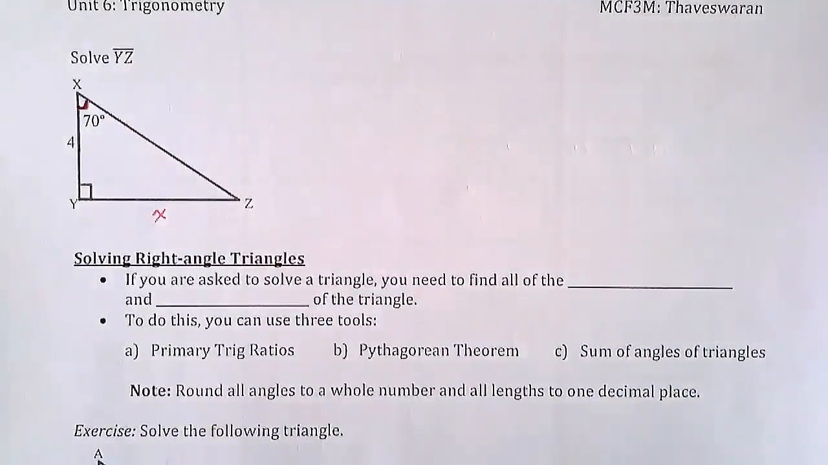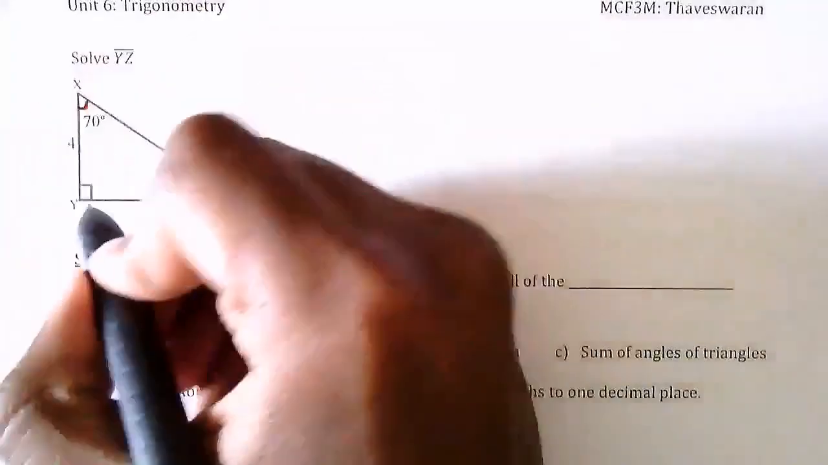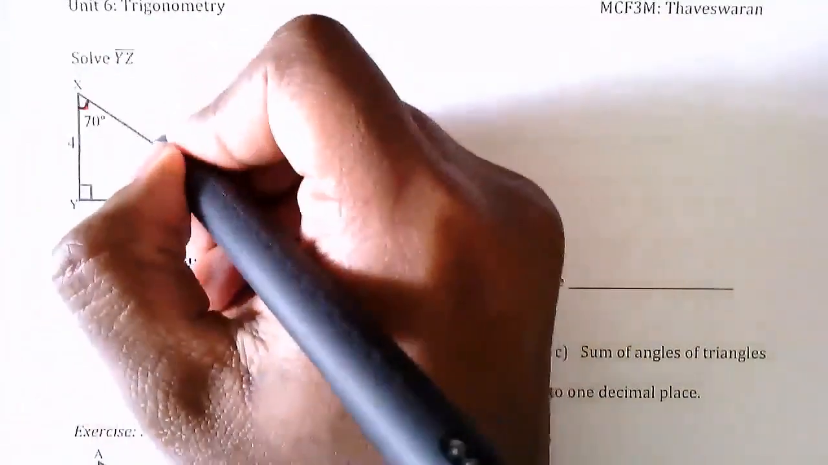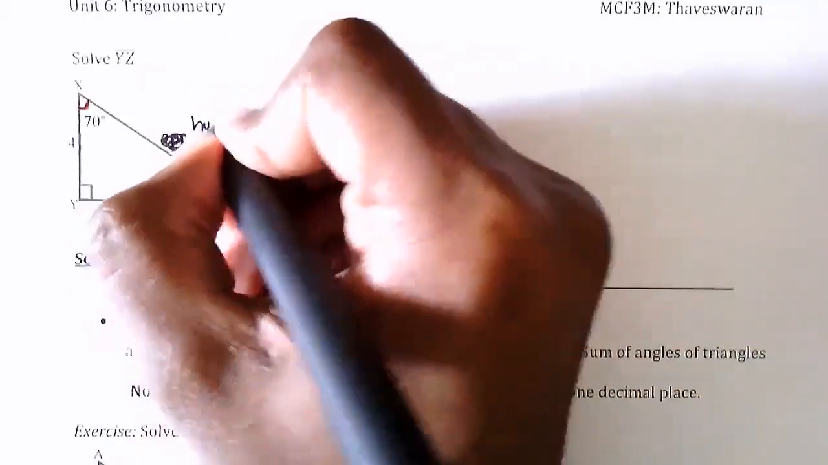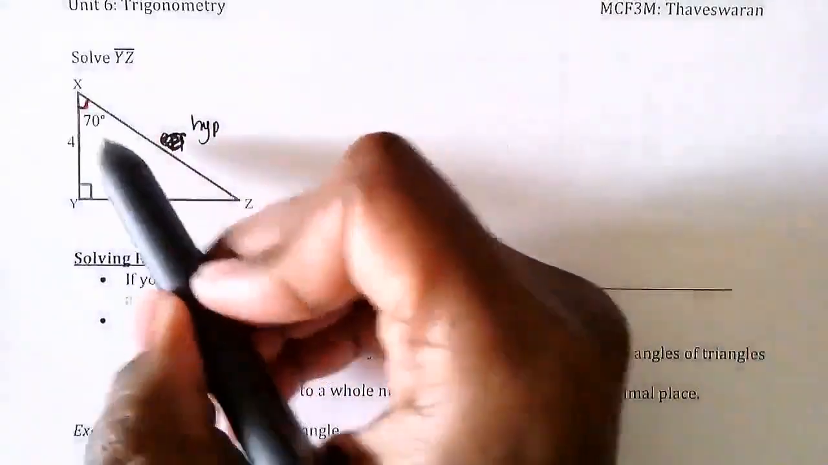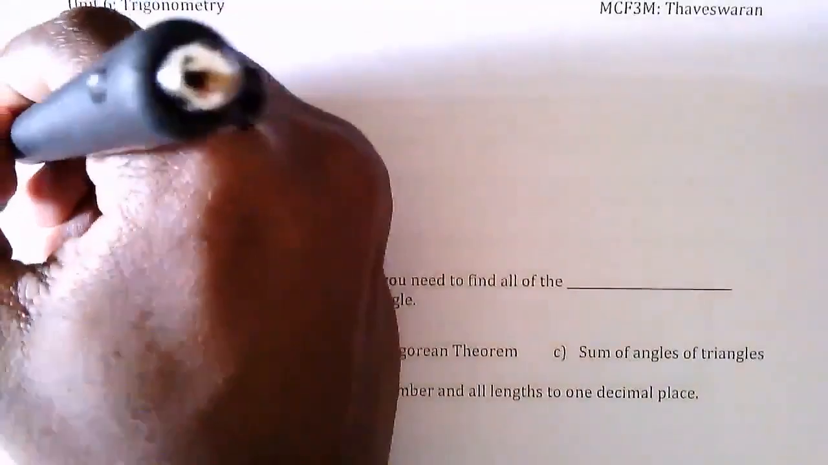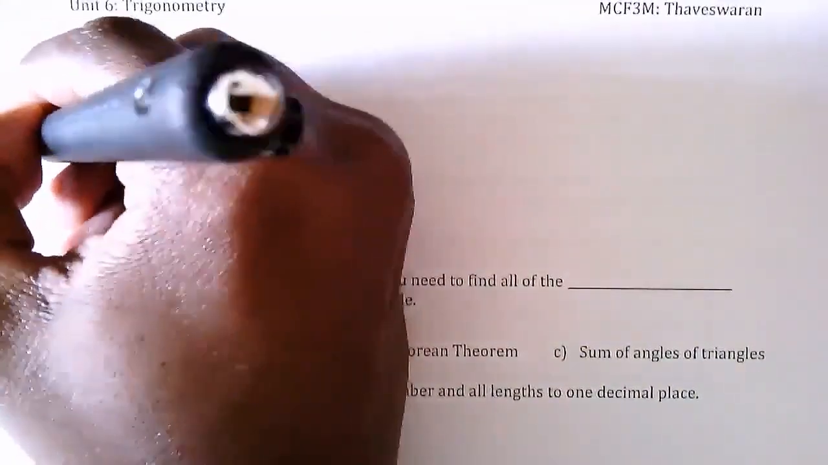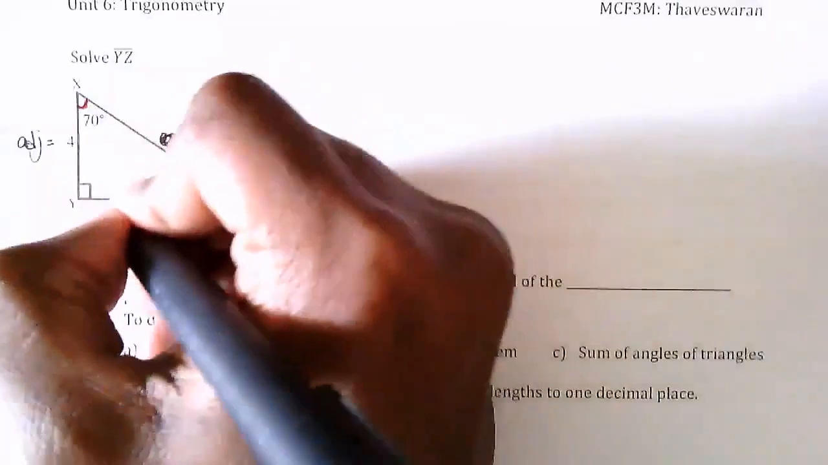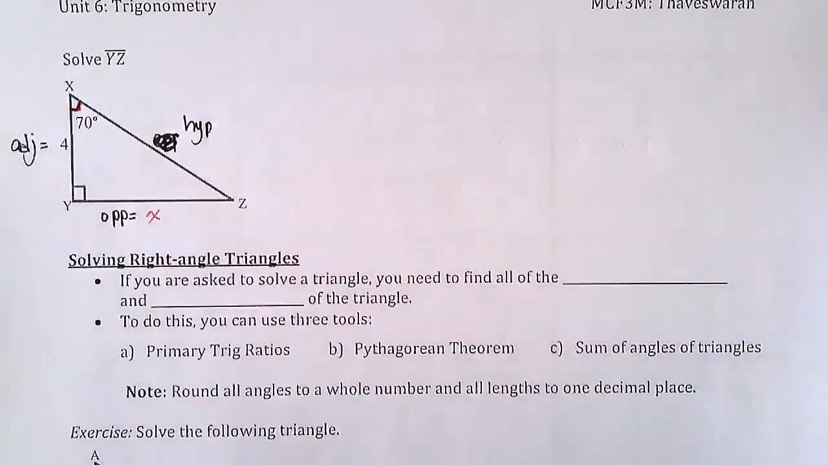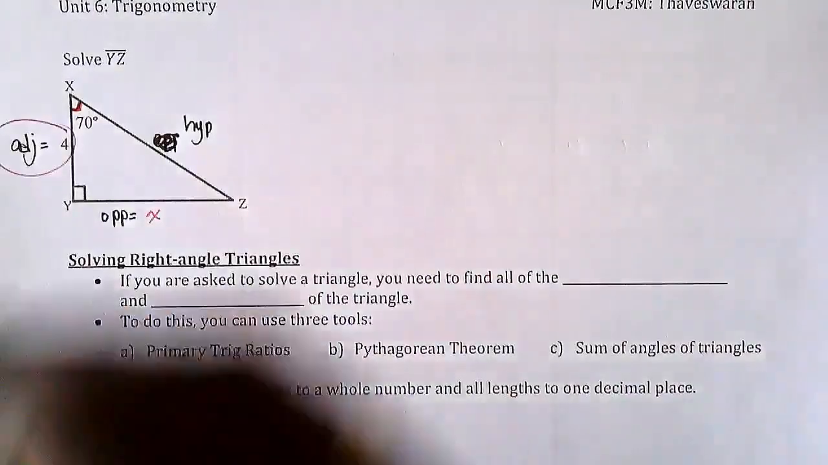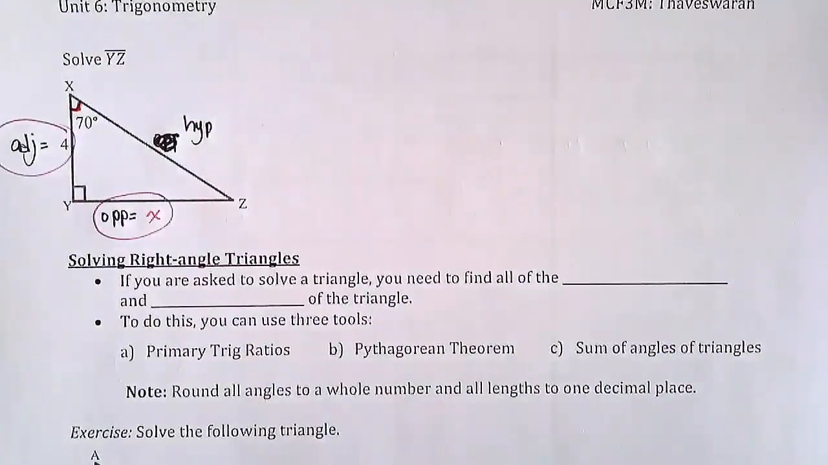Once I have that, I can name the different sides of the triangle. So here's my 90-degree angle. The side opposite of that is my hypotenuse. Here's my angle of interest. The side close to that is my adjacent. And the side opposite is my opposite side. In this case, I've been given adjacent. I want to solve for x. So those are the two side lengths I will use to build my trig ratio.